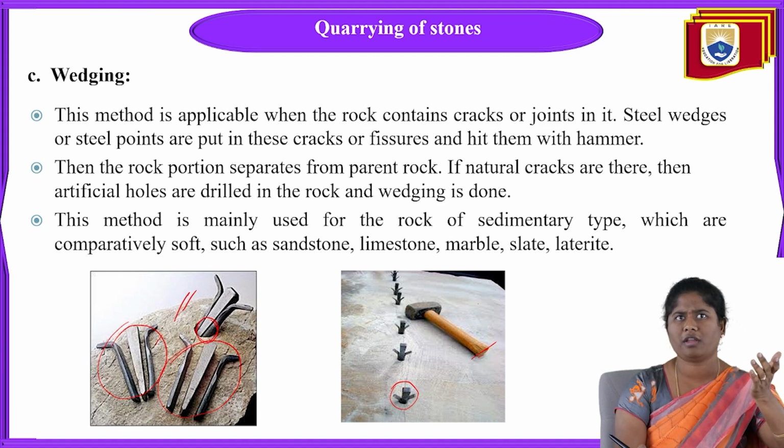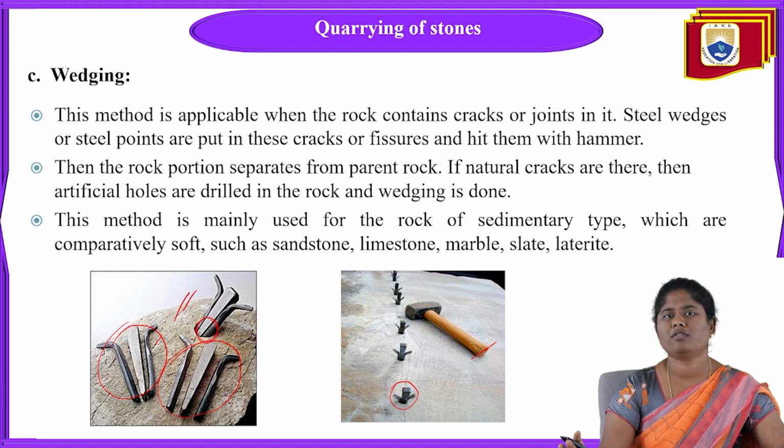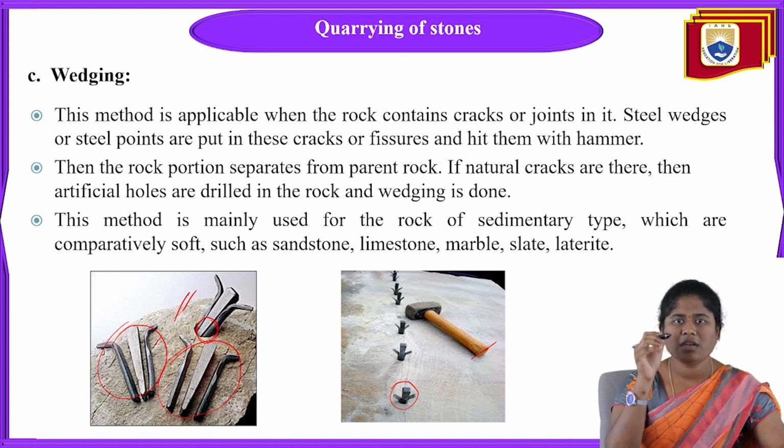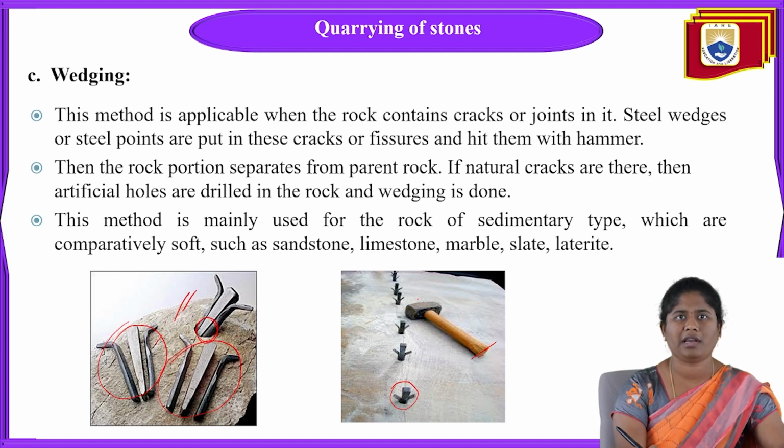If natural cracks are there, then artificial holes are to be drilled in the rock. Suppose that rock does not have any holes, but there will be some cracks. In between those cracks, we have to drill artificial holes, in between the cracks or fissures. Then we can keep these wedges in that hole, and after keeping them, we use the hammer, hitting the wedges, and the rock will get separated from the parent rock. That is the process of wedging.